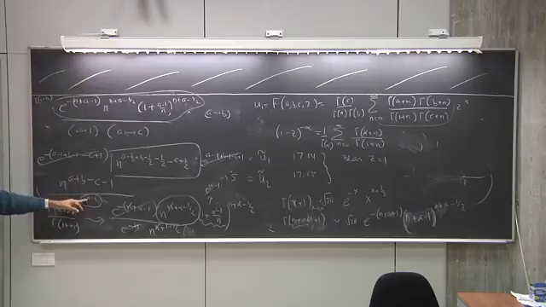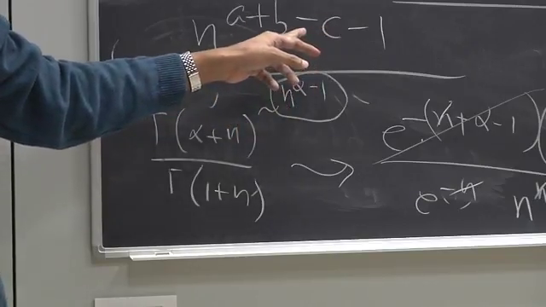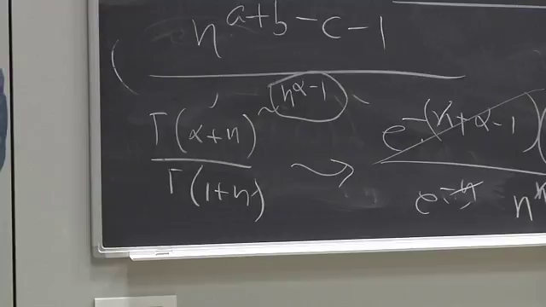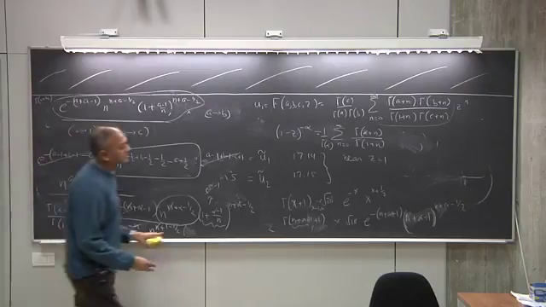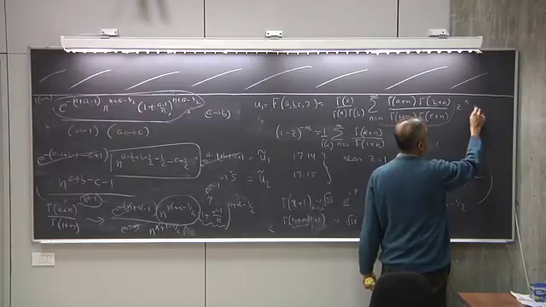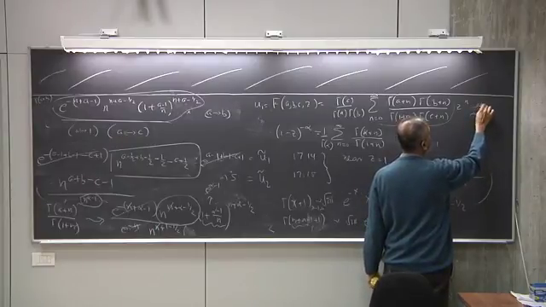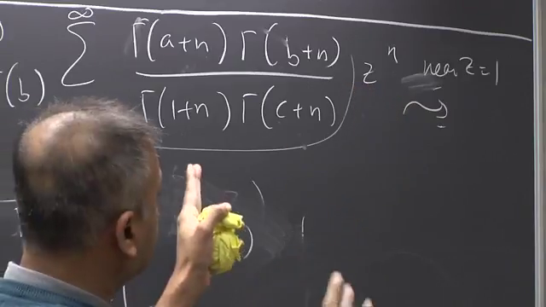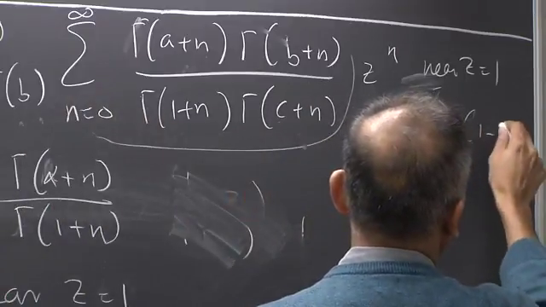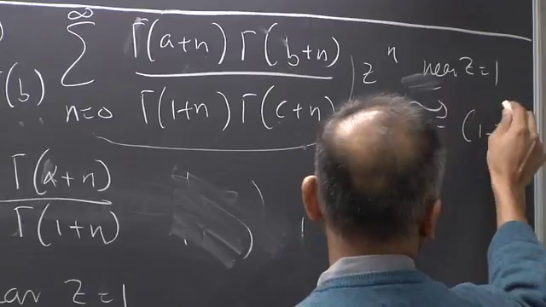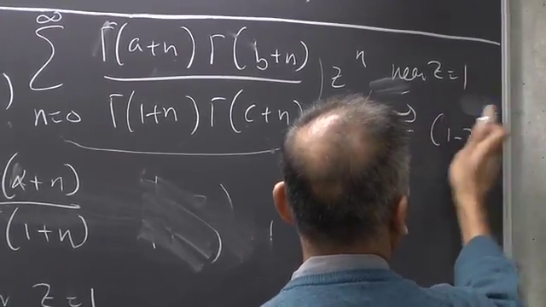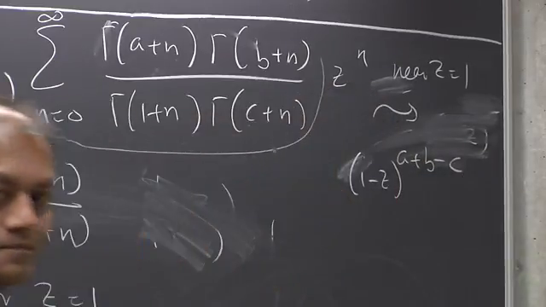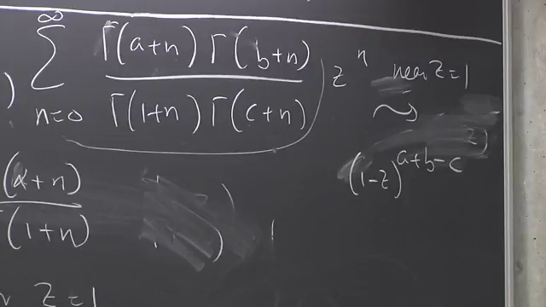Compare the two things, and you see alpha is equal to a plus b minus c, which is what you wanted. So you see that in the large n limit, near z equal to 1, we need to sum up an infinite number of terms, and we see that the leading behavior is simply 1 minus z to the power of a plus b minus c, which is what you expect for the U2 tilde solution.